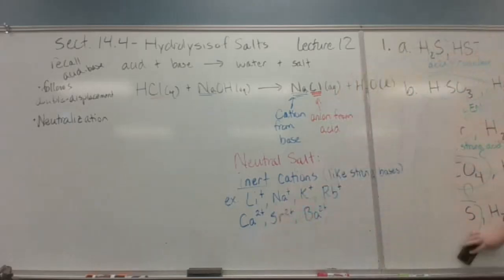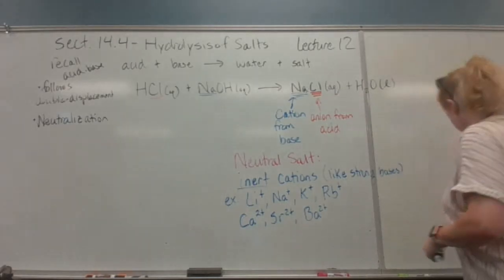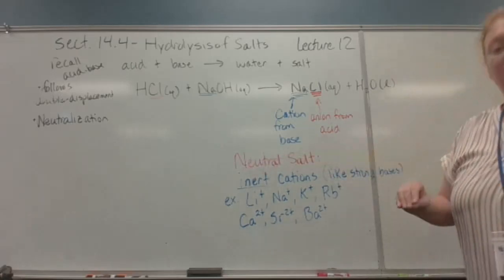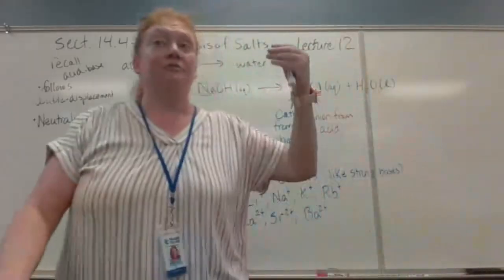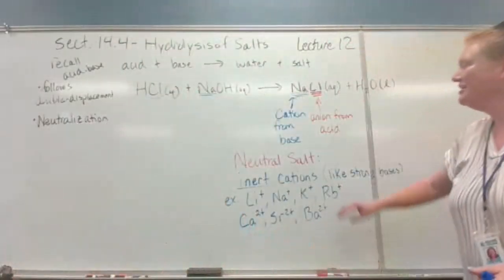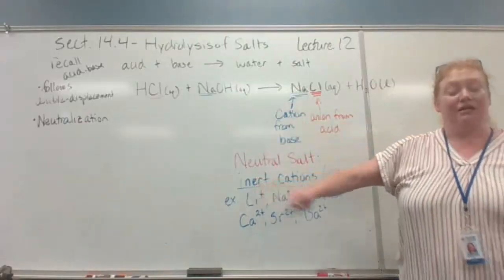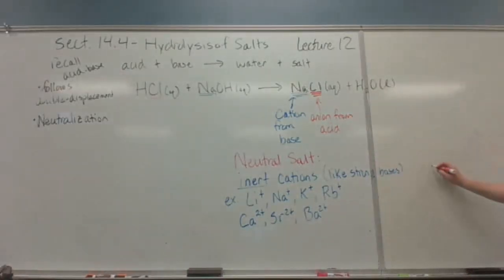Let's look at this anion. Again, I'm talking about a neutral salt, meaning this salt, when it's dissolved in water, has a pH of 7. Yeah, it has a pH of 7. Very good. So I'm telling you that it's neutral if the cation is inert and if the anion is also inert, but I got a better way to think about this.